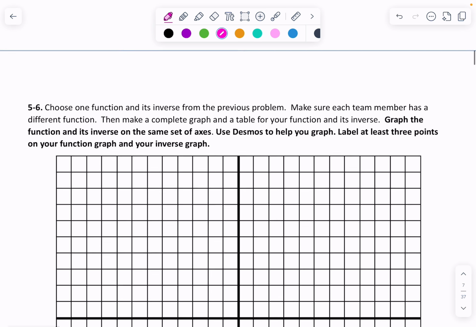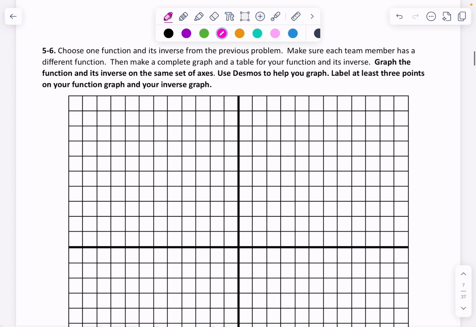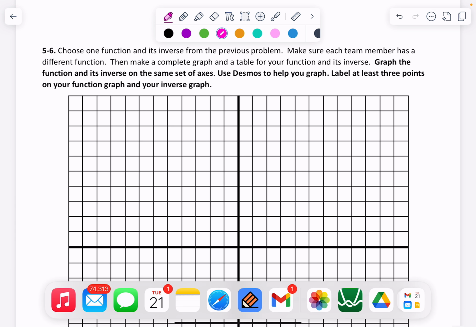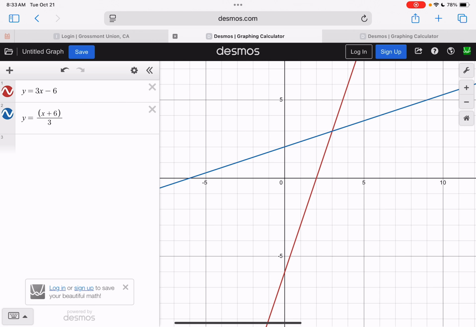All right, so what we're gonna look at next is what the graphs of these functions look like, or the function and their inverse, and we'll actually figure out some interesting properties. So if we go over to Desmos, this is letter A, graphed, right? 3x minus 6 was our original function. X plus 6 over 3 is our inverse function.